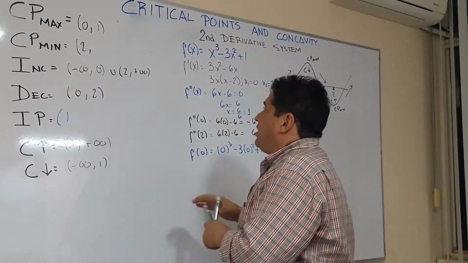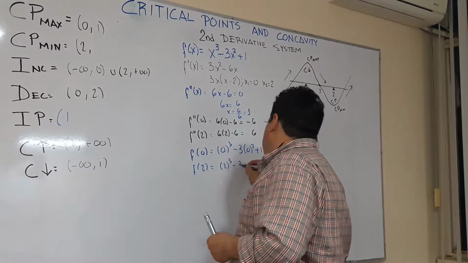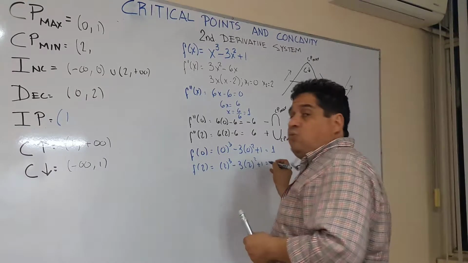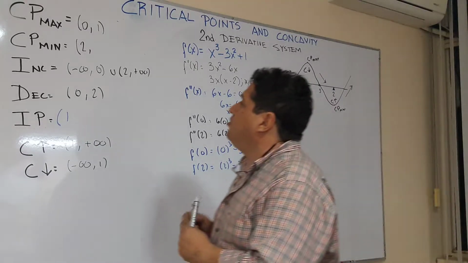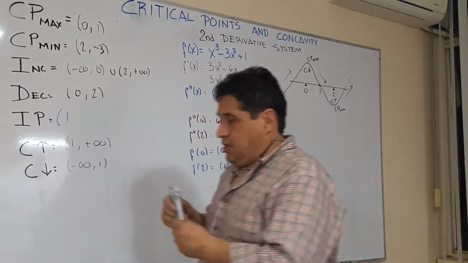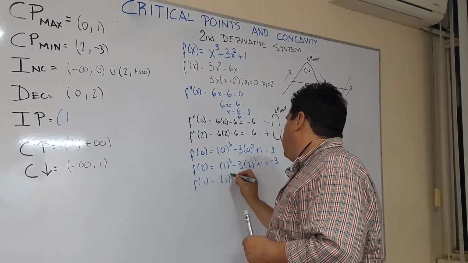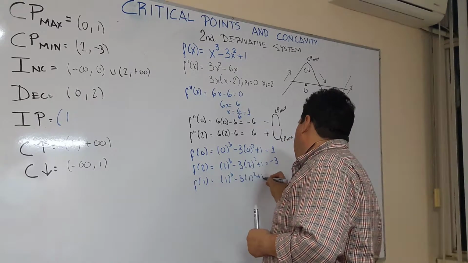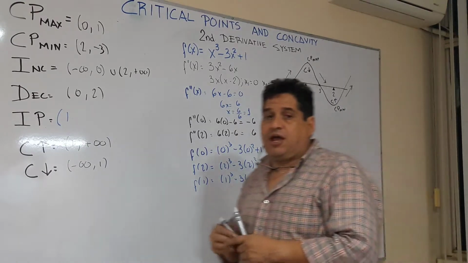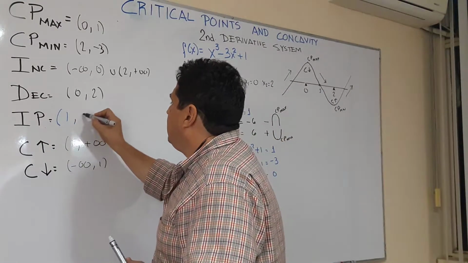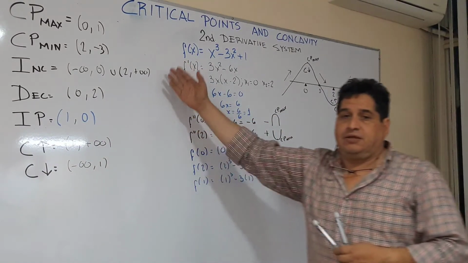Then I'm going to get f of 2, which is 2 cubed minus 3 times 2 squared plus 1. So that gives me minus 3. And then we're going to go f of 1, which is going to be 1 cubed minus 3 times 1 squared plus 1, which comes out to be 0. So I'm going to have 1, comma, 0. And that's everything we had to do.